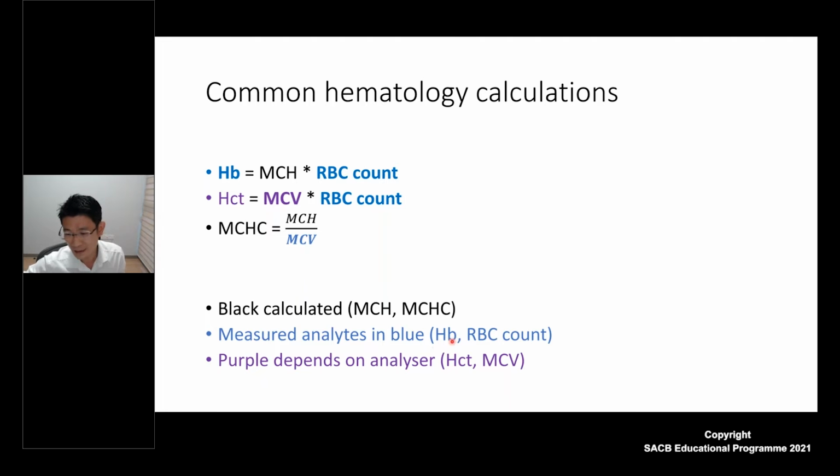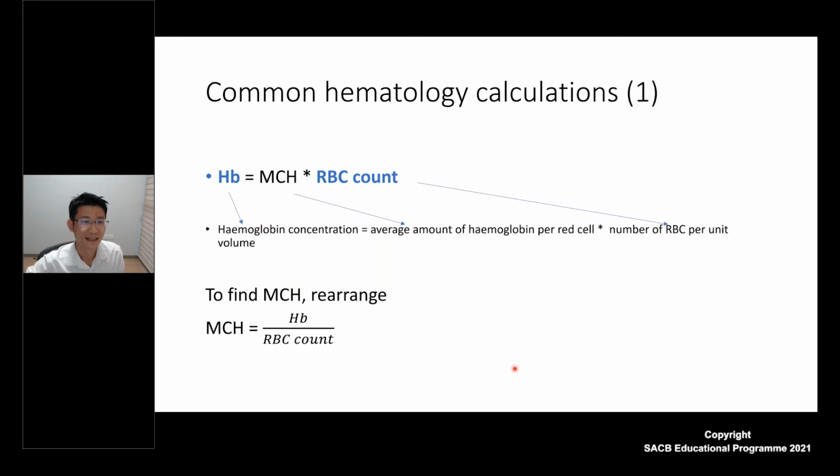The measured analytes, usually hemoglobin concentration and the RBC count, are actually measured, whereas mean corpuscular volume or hematocrit, depending on the analyzer, can either be measured or calculated. We always see this bedrock of the equation, which is hemoglobin equals MCH, mean corpuscular hemoglobin, times RBC count. What does that mean?